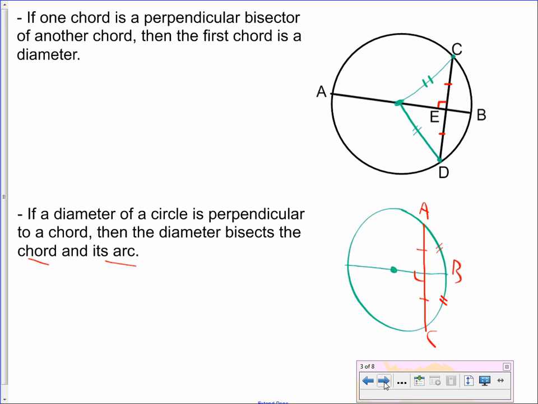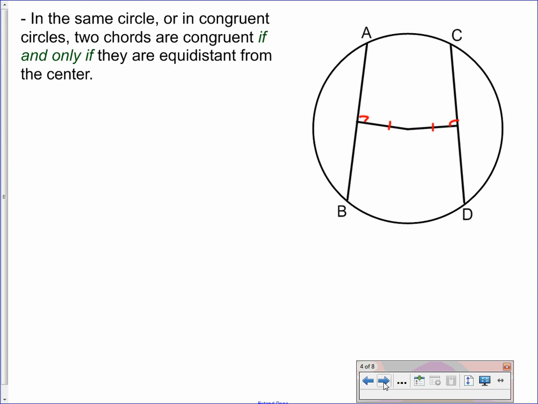And why this is true, again, it can go down to congruent triangles. If we draw in those radii, it's forming two congruent triangles, and so the central angles are going to be equal right here and right here, so the arcs are congruent, and that chord got cut in half because, again, corresponding parts. All right, next one.